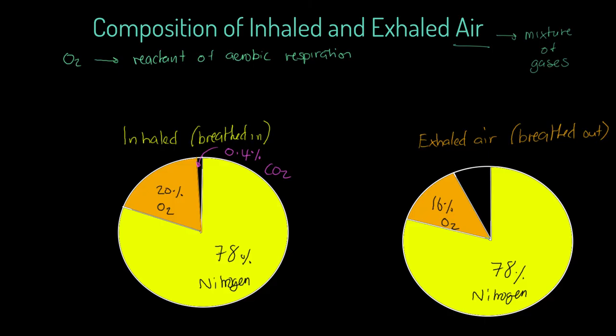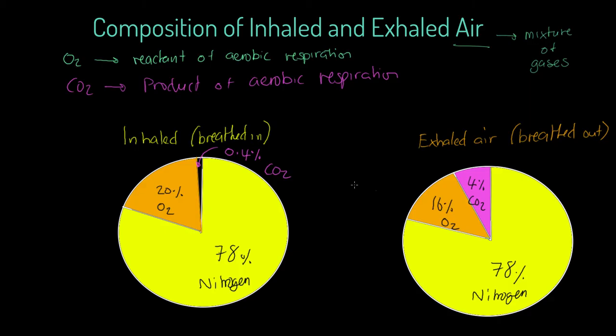Now, we're also going to suggest that this part here, and of course there should be another 1% that I haven't included, we've now got 4% here, and that 4% is CO2. In other words, let's write this in here, we know that CO2 is a product. You could even talk about it as a waste product. It's a product of aerobic respiration. So when we breathe out, the quantity of CO2 in the exhaled air is significantly higher, because it is a product of aerobic respiration, therefore we need to expel it, get rid of it.